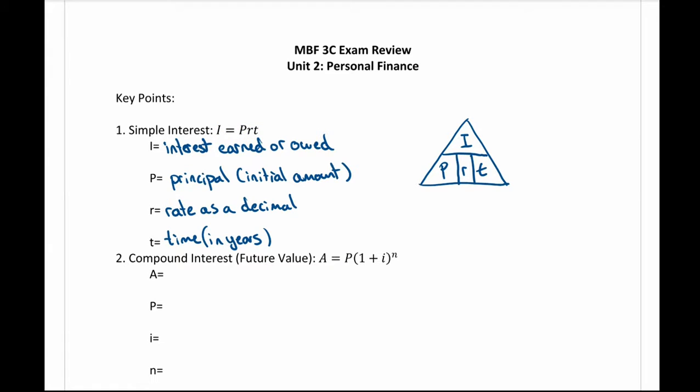So the way it works in the triangle is you cover up what you're looking for. In this case, if I'm looking for I, cover it up. And then what's remaining, PRT, is what you have to do. So P times R times T, which we can see in our formula. If I wanted to find P, I would cover it up. My formula would then be I divided by R times T. And it works for any variable that you're looking for. You can always go back to the previous lessons that talk about simple interest.